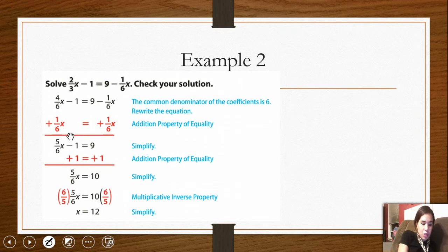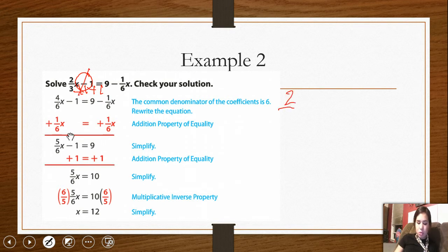The first thing I want to do is get my like terms together. I'm going to try to get rid of that minus 1. Because it's subtracting 1, the opposite of that is to add 1. So I'm going to go ahead and add 1. And I know that the book does steps a little bit differently than me. That's okay. Just follow along with me. So I add 1 to both sides. So my 1's here cancel. I'm left with 2/3 x is equal to 9 plus 1 is 10. So that's 10 minus 1/6 x.